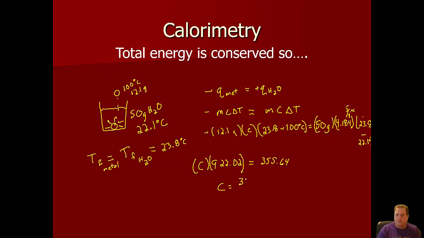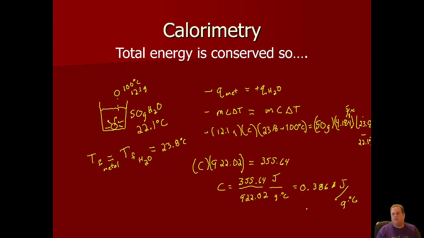So C equals 355.64 over 922.02. This is joules up here because those canceled to leave just joules. This is grams degrees C because grams and degrees C were all that was left. And so we get a value of 0.38386 joules per gram degrees Celsius. So 0.386 is in the neighborhood we expect for metals.